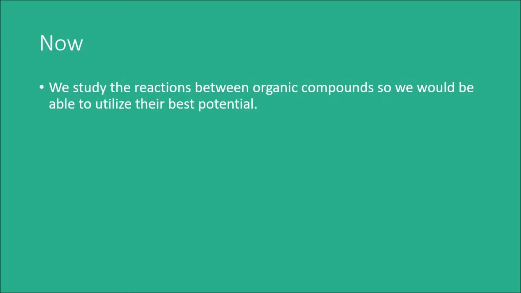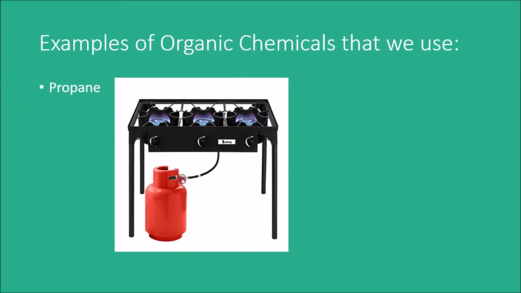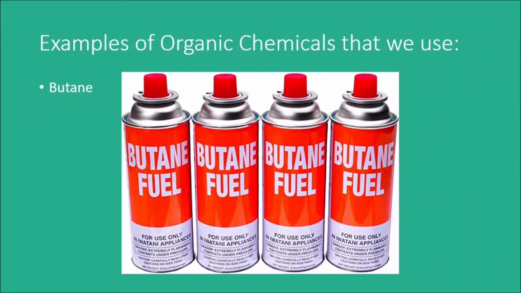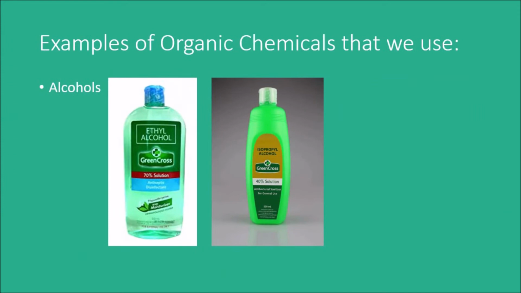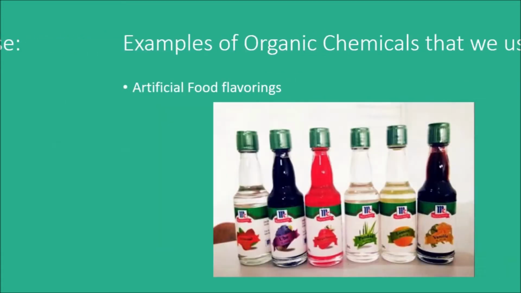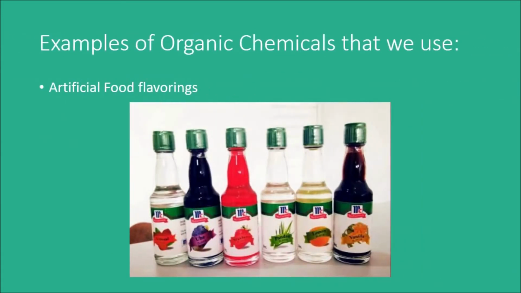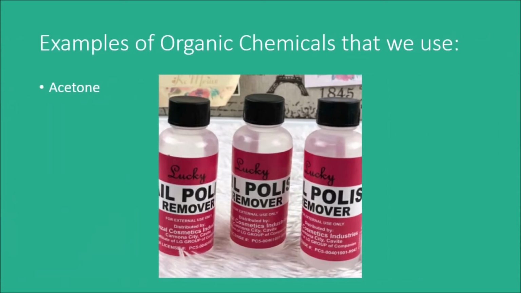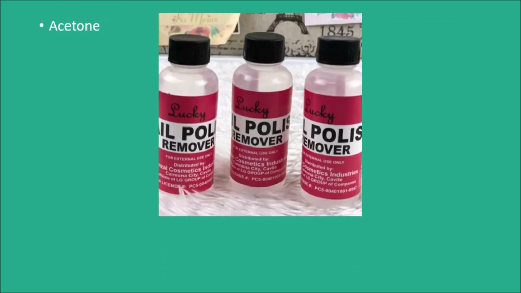I'll give you some few examples here. Propane, we usually use for our gas and cooking stoves. Butane too, for camping stoves. Alcohols, we use them as disinfectants, and sometimes they are also present in some beverages. Artificial food flavorings, these are esters, which enhance the odor and flavor of food. Acetone, which is a ketone, an organic compound. We use it as nail polish remover.